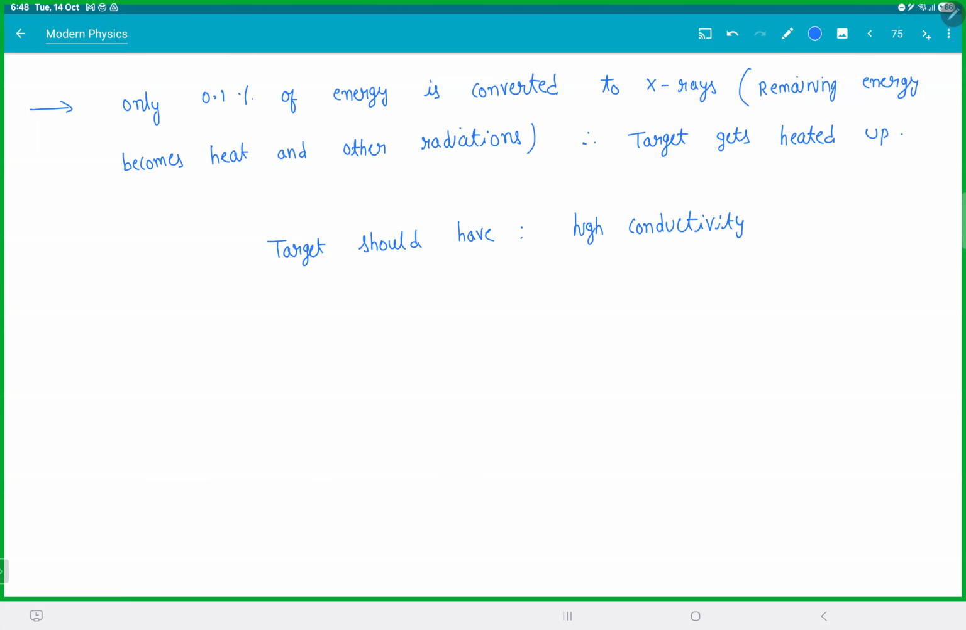Should you have high melting point or low melting point? Let's say you want it to melt at 300 degrees or 4000 degrees. You don't want it to melt, so you need high melting point.